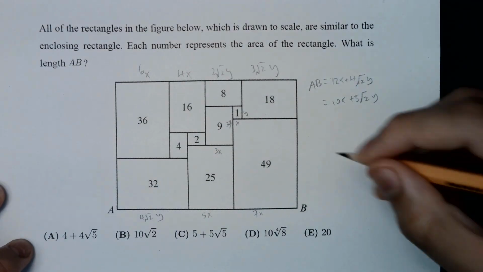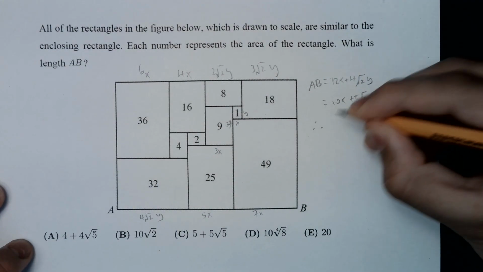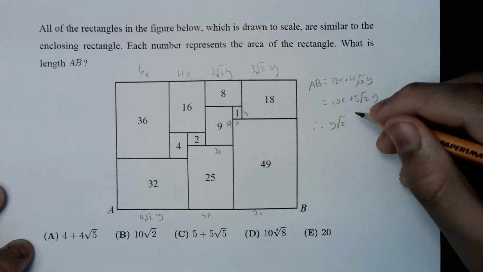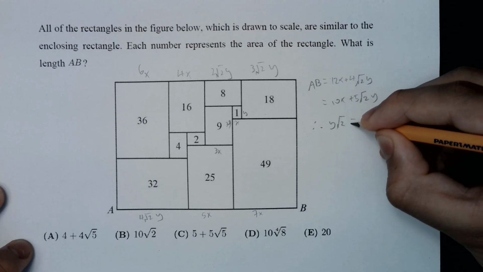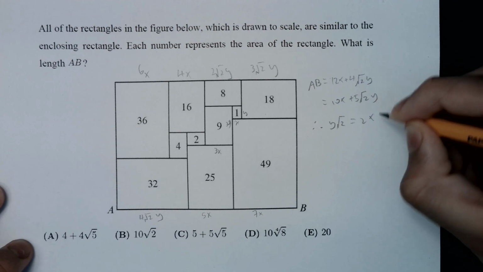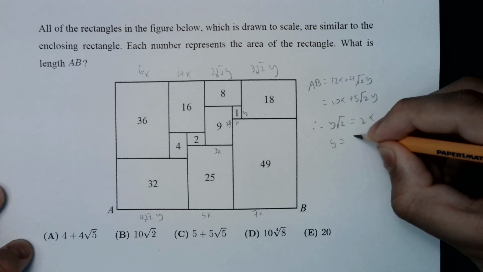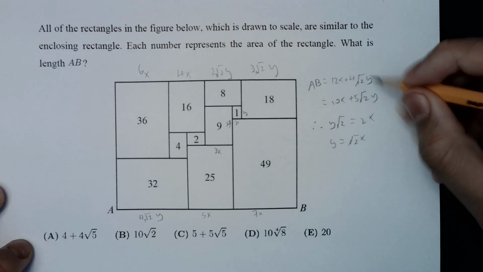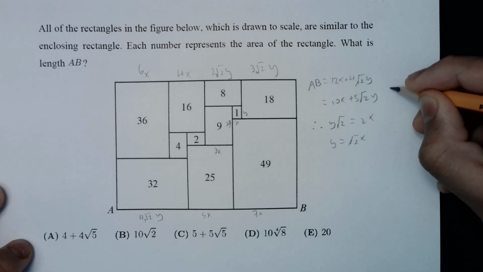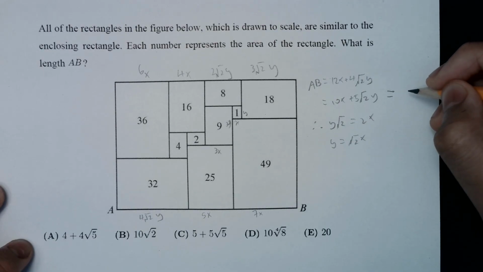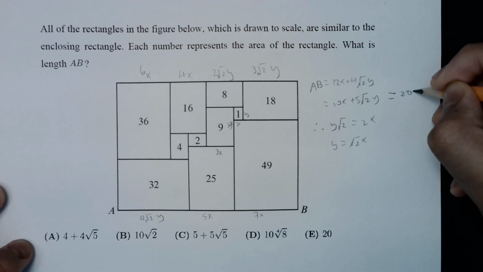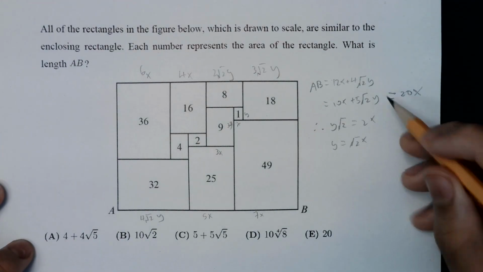We see this. So here we can solve that so that y square root 2 is going to be equal to 2x, and so y is going to be equal to square root 2 x. This means that the equation from before, I'll just write this down really quickly, is eventually going to be turned into 20x. So we'll use that later on.